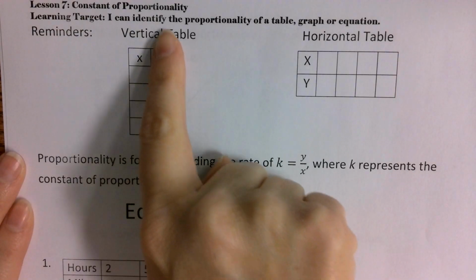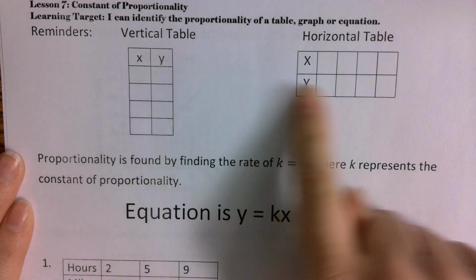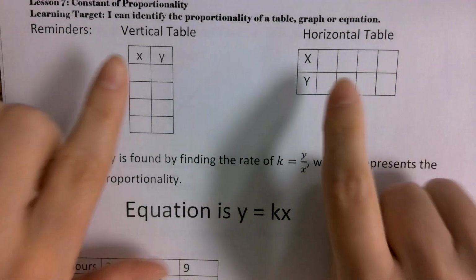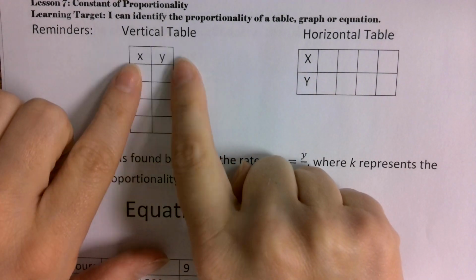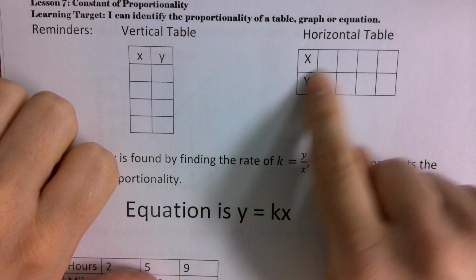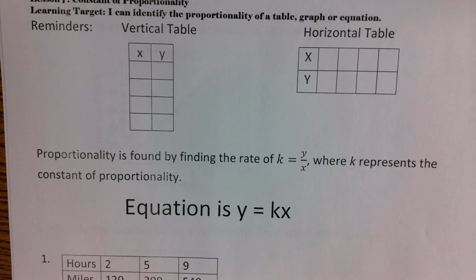So just a couple quick reminders. You've got your tables, the way that they're set up. You've got vertical tables versus horizontal tables. Just keep in mind that we always have our x and our y corresponding left and right side. If it's a horizontal table, typically we put the x on the top and the y on the bottom.